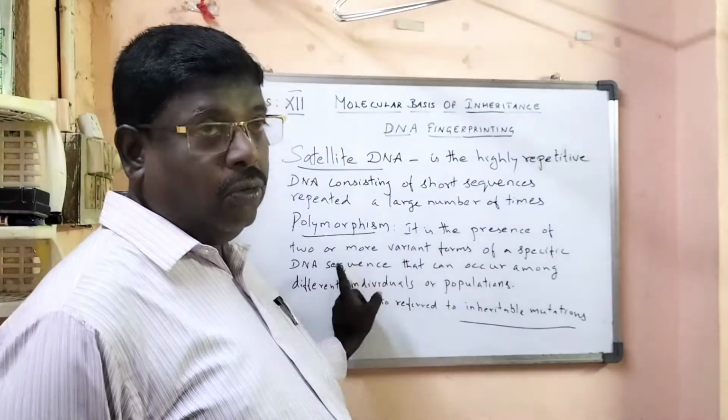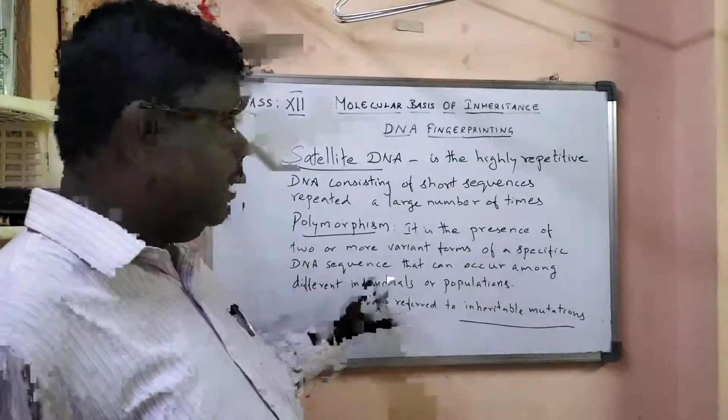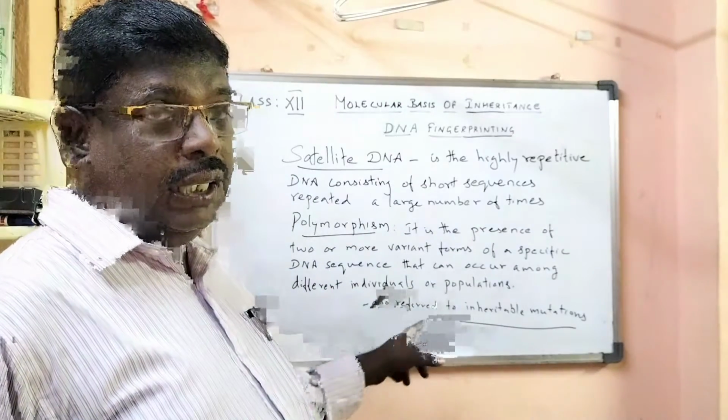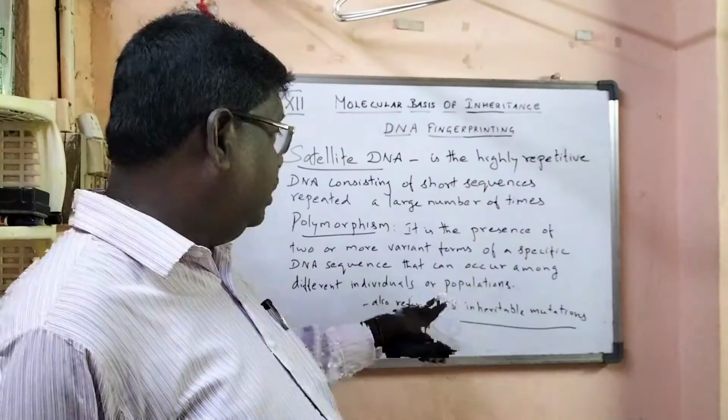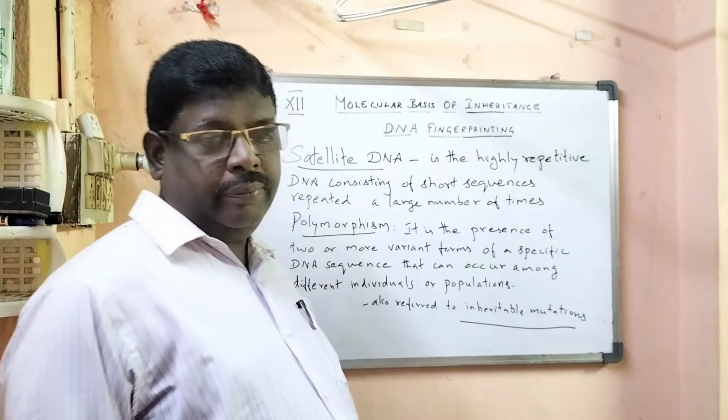Presence of two or more variant forms of a specific DNA sequence, occurring among individuals and populations.